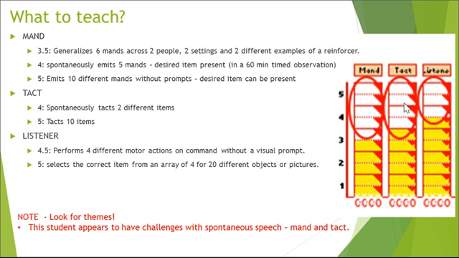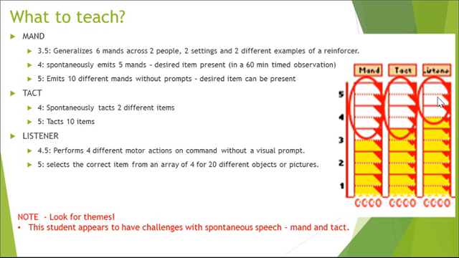And then the listener, 4.5 requires them to perform 4 different motor actions on command. They scored a 0.5 point, so it's likely that they were able to perform 2 motor actions on command. We just need to be able to increase that. And then number 5, they were not able to select the correct item from an array of 4 for 20 different objects or pictures. So when asked to touch dog, touch cat, they were not able to hit the aim of 20 for that. They also didn't receive half credit, which means that they were not able to hit whatever the guidebook indicates is the half point, which I would guess is probably 10 different objects or pictures.